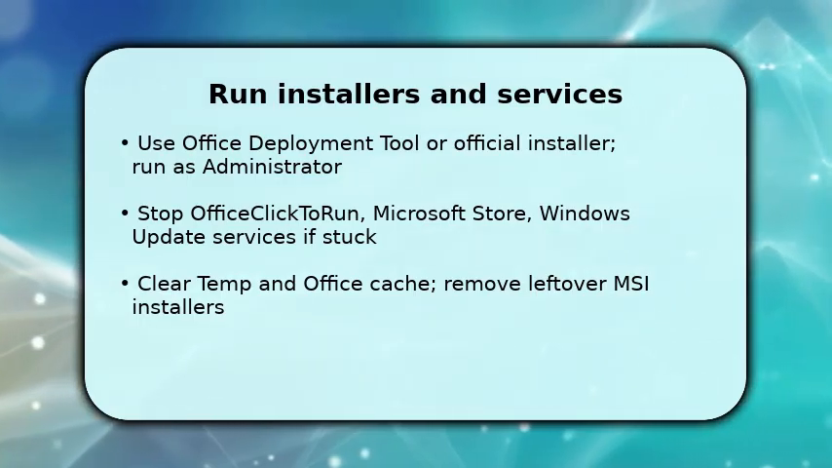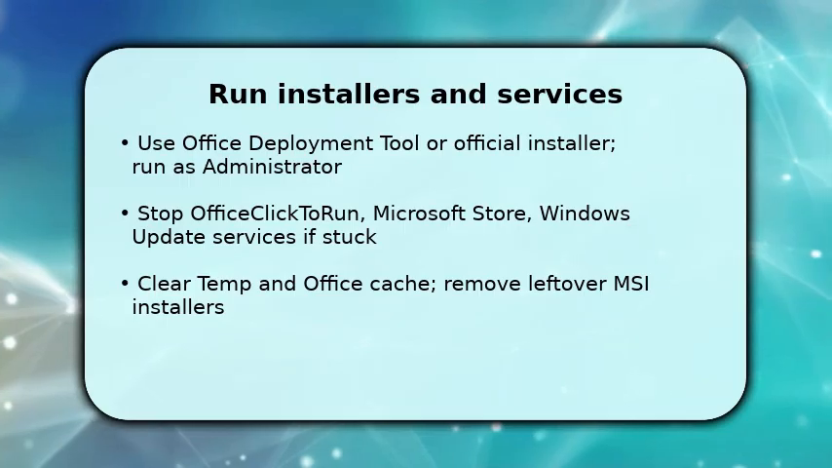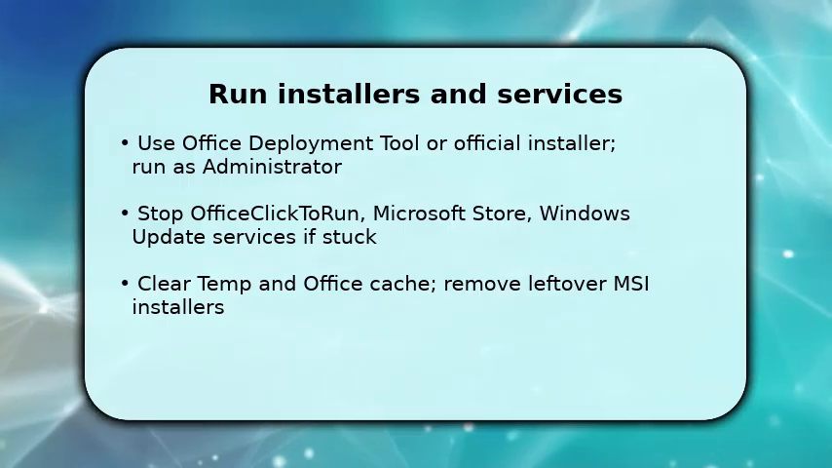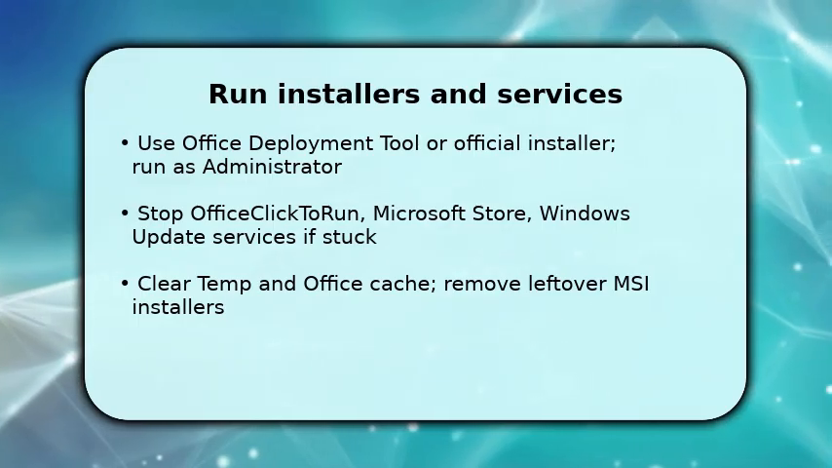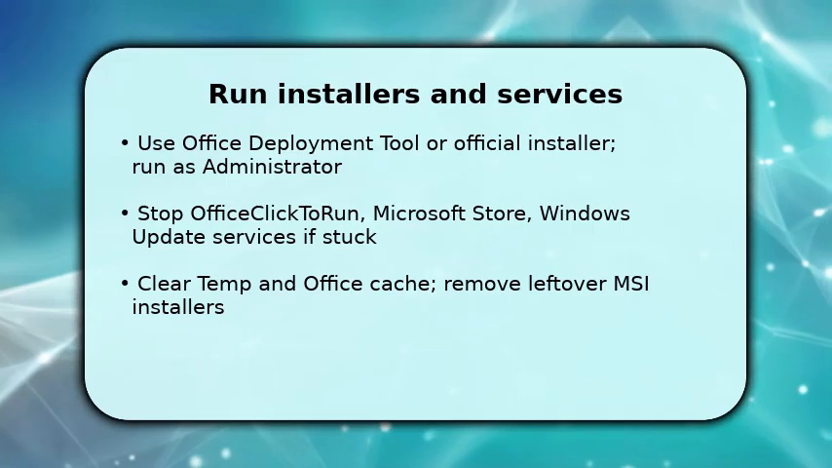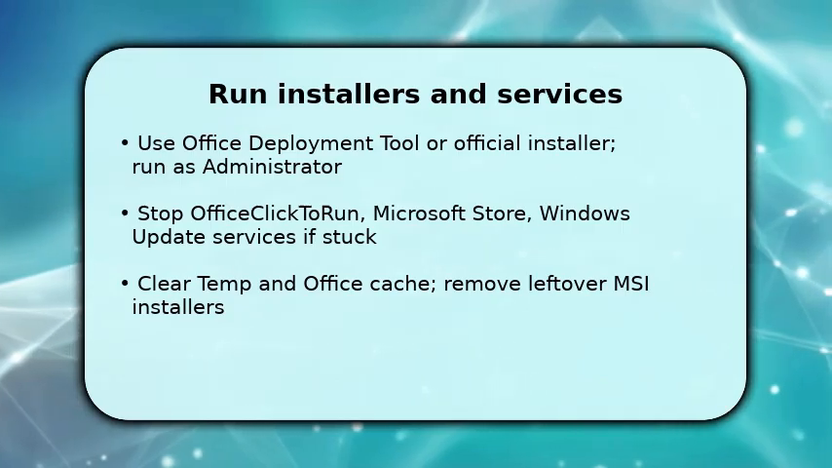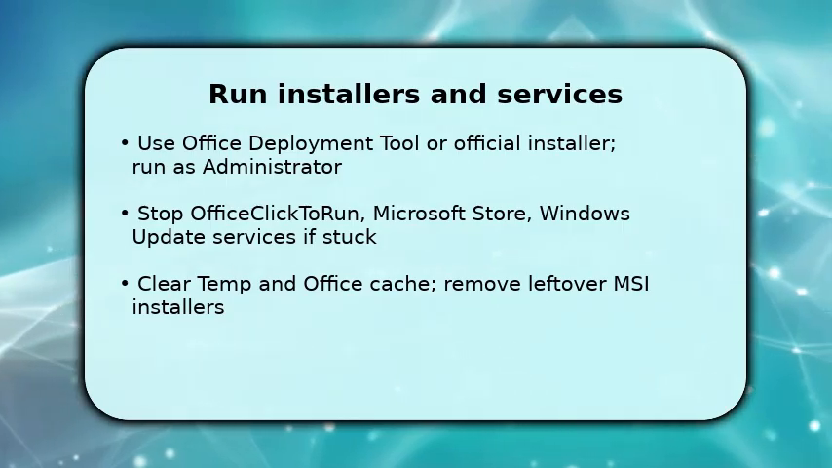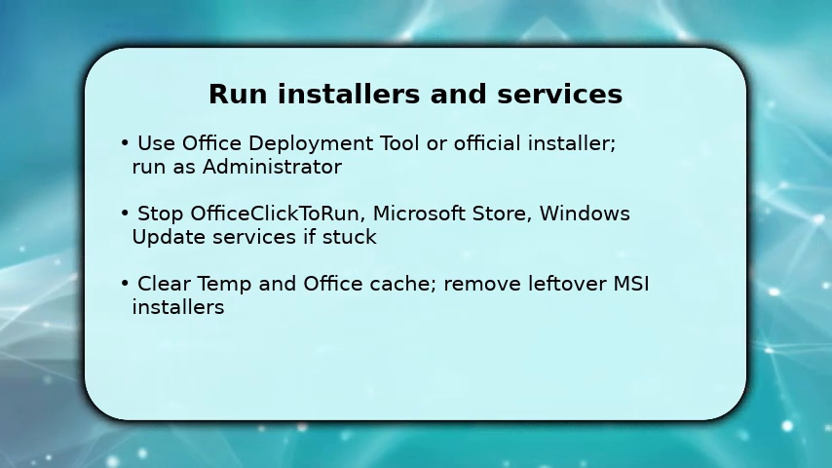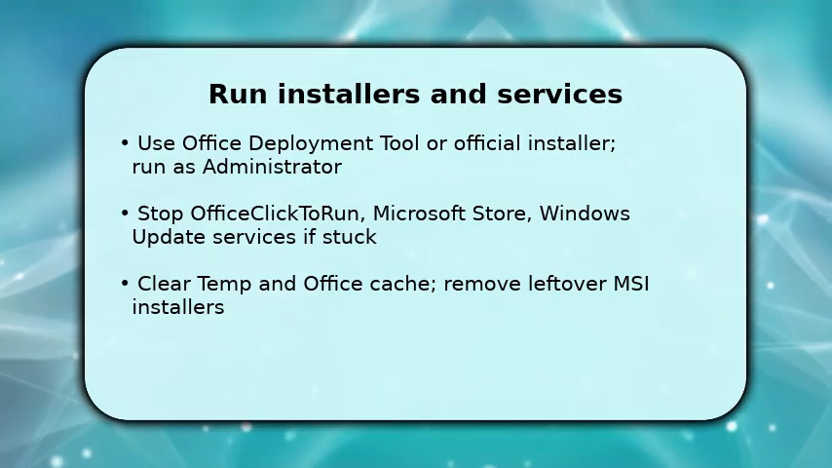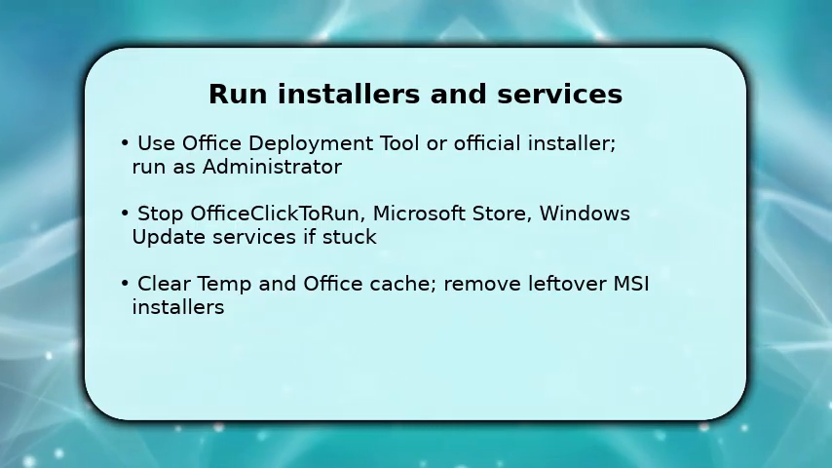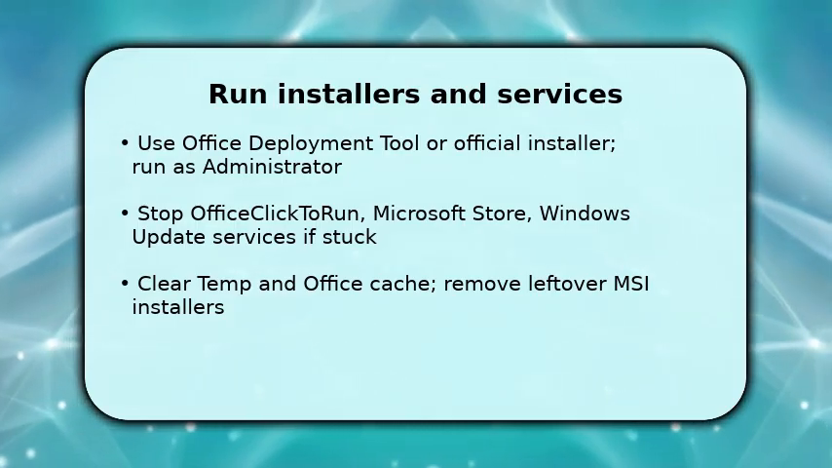If installation hangs, stop services like Office Click to Run and Microsoft Store, then retry. This releases locks. Clear %, and Office cache folders to remove corrupted payloads, and uninstall prior MSI remnants via Programs and Features so old installers don't conflict. After those steps, relaunch setup and watch the progress to confirm component extraction succeeds.